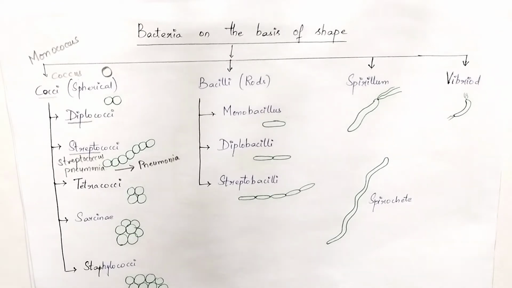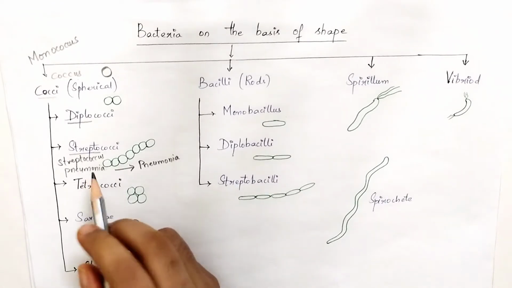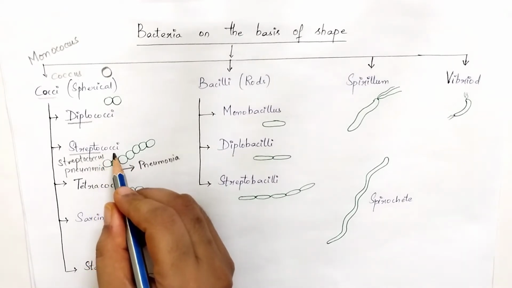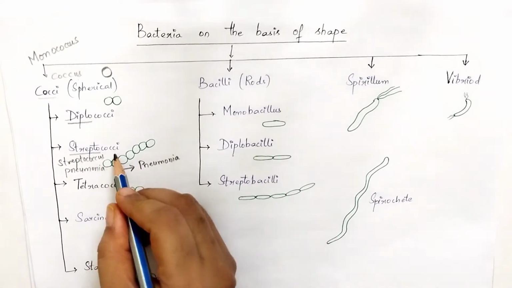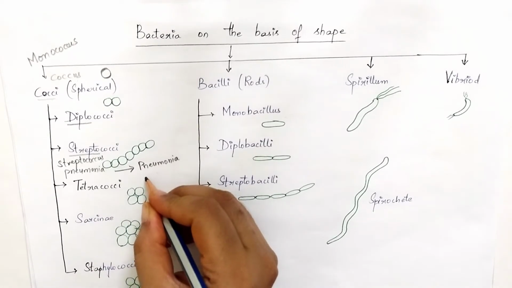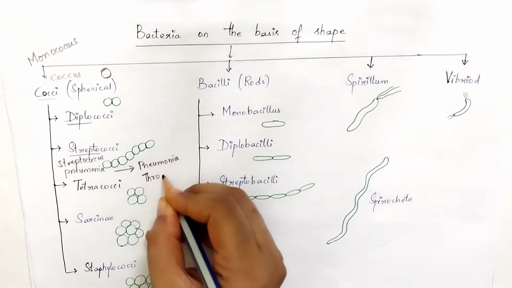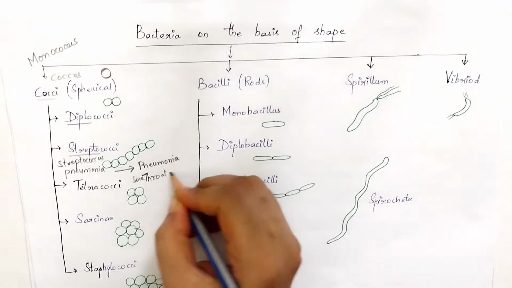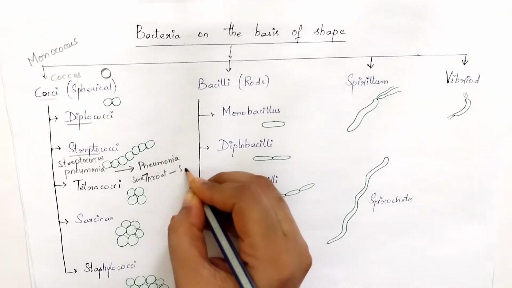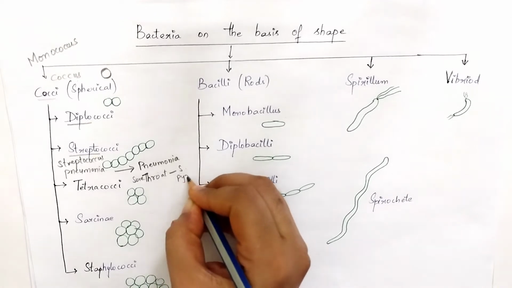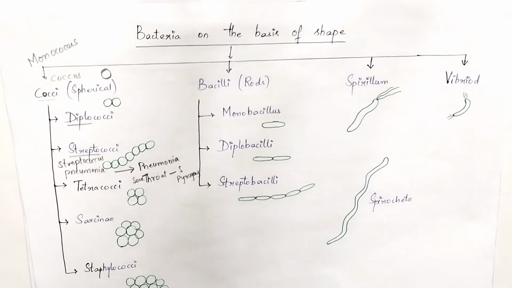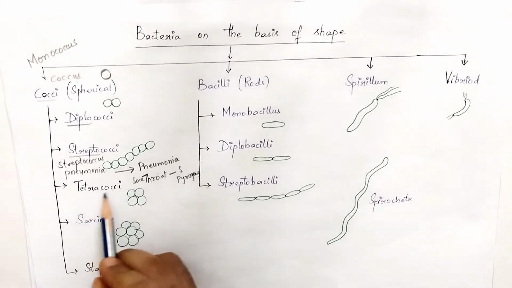One more example you can take is Streptococcus pyogenes. Streptococci bacteria are responsible for diseases like pneumonia and also for sore throat. The sore throat is caused by one more bacterium, Streptococcus pyogenes.